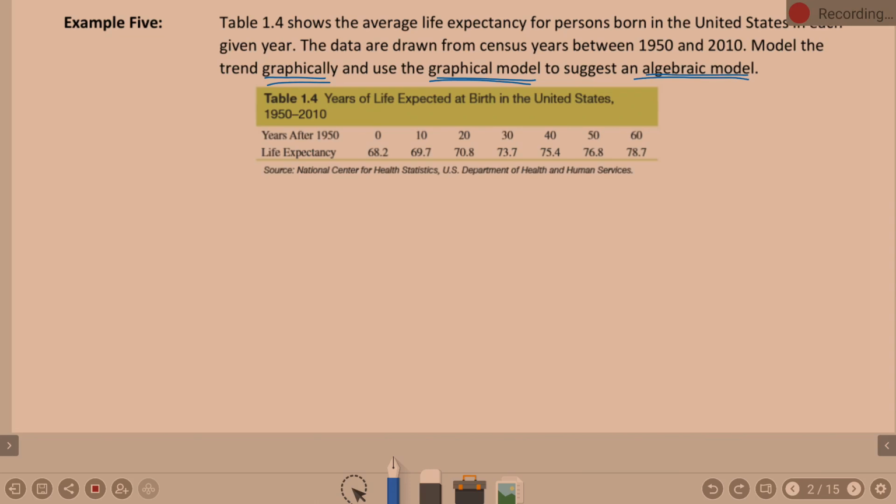Okay, so again, we're doing a similar thing to what we just did, in that we're going to look at these points. We're going to decide graphically what shape these points represent, and then we're going to come up with an equation, thus the algebraic part. So, do you remember anything about the calculator?